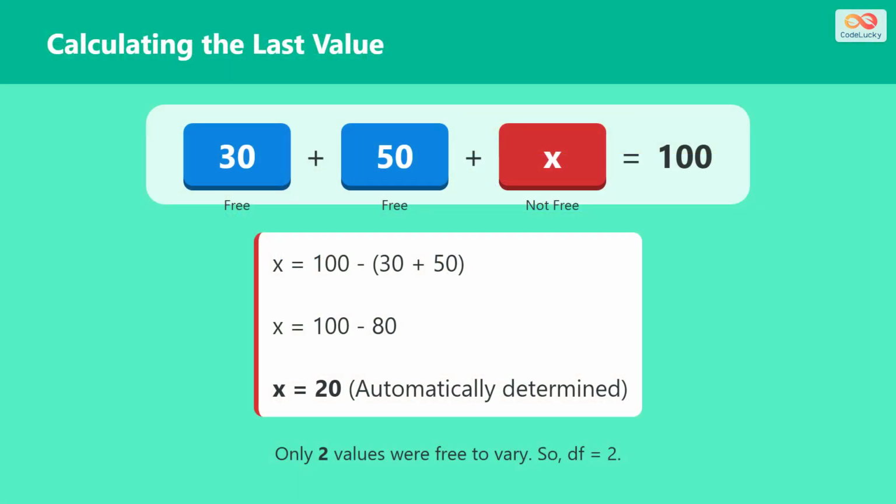Suppose we find that 30 people like vanilla and 50 people like chocolate. These first 2 numbers could have been anything. They were free. But what about strawberry? It has to be 20. It is forced to be 20 because 30 plus 50 is 80, and we need 20 more to reach 100. Since only 2 values were free, our degrees of freedom is 2, which is 3 minus 1.